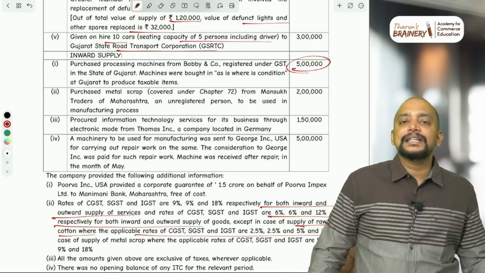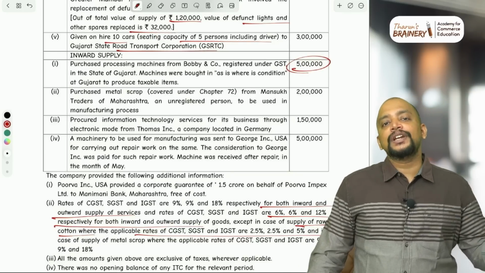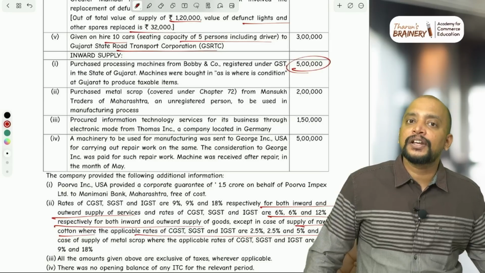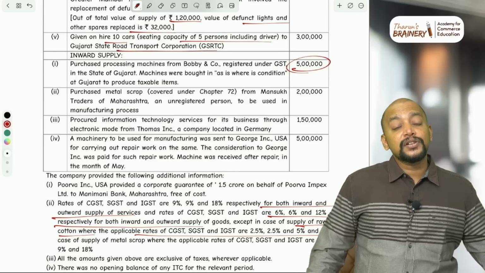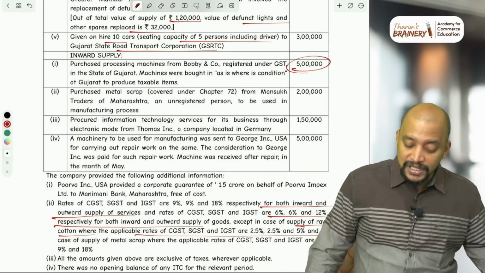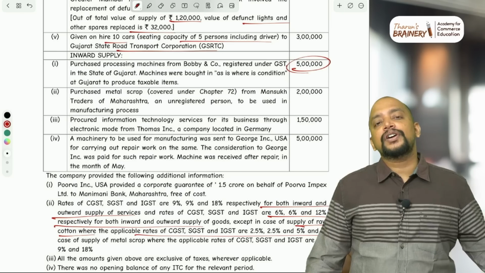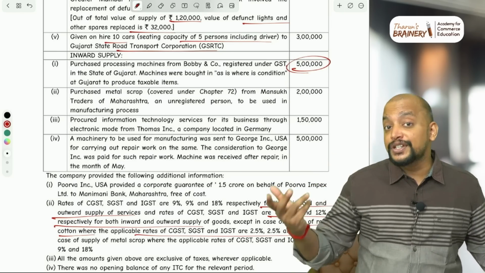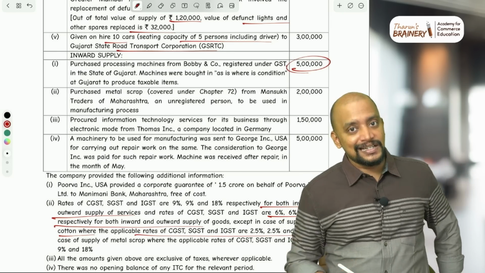As is where is condition means what? The recipient is only taking delivery there, which means the supply does not involve movement of goods. When supply does not involve movement of goods, what will be taken as the place of supply? The location of goods, because it is a sale to a registered person, at the time of delivery. Where is the location of goods? In Gujarat. Therefore it's an intra-state supply.